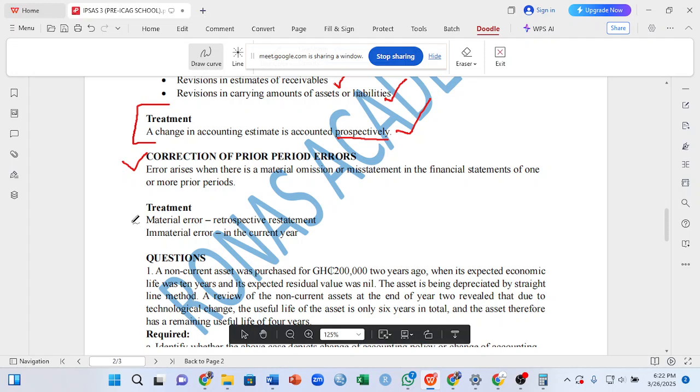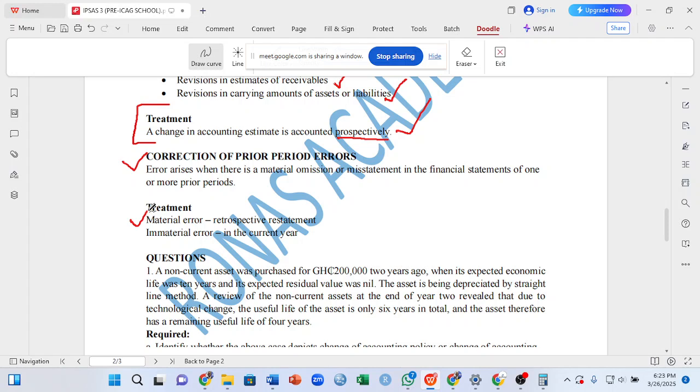The treatment is that if the error is material, meaning it relates to a prior period, say you're in 2025 but you made an error in 2024, this is a prior period error. How do you go about it? We say you should do what we call retrospective restatement. Retrospective here means going back. You have already established that when doing accounting policy. So go back to the year that you made the error and effect the change in that year. That's the meaning of retrospective restatement.